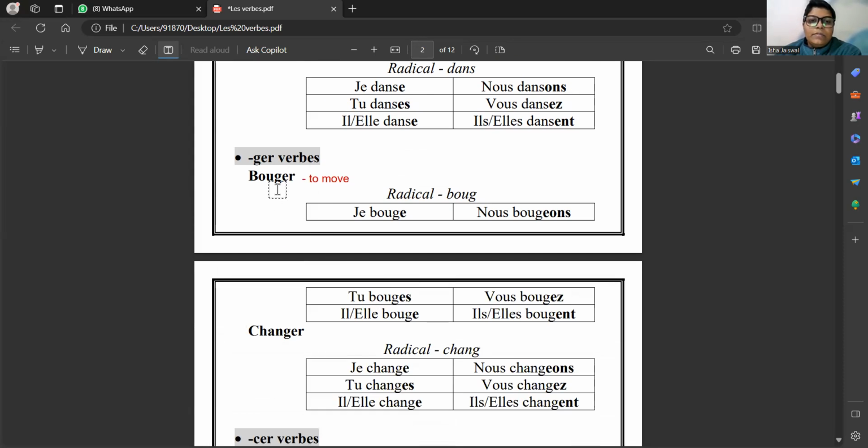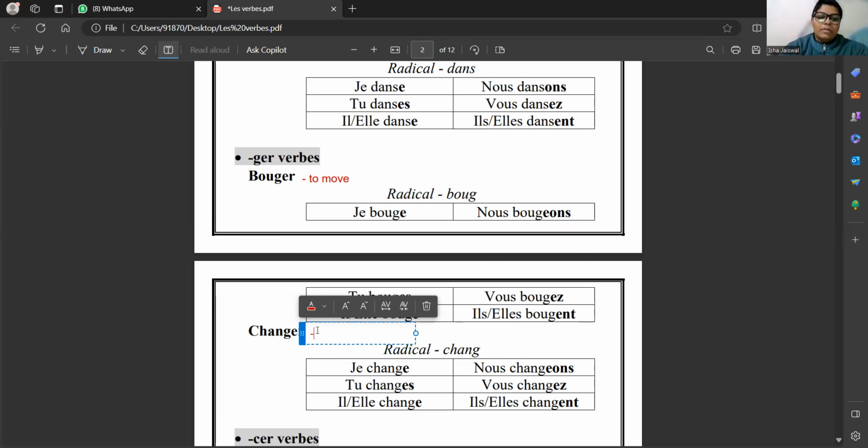Now the word bouger. Bouger means to move. Now this is GER. So you just have to remember that when there is a G also, nothing will change, only EONS will be there. Like in nous, instead of just ONS, we will also use EONS.